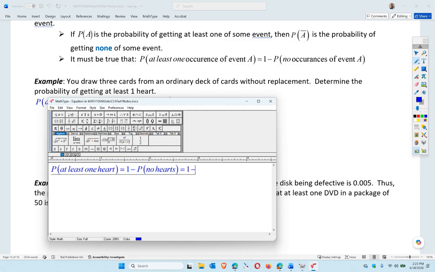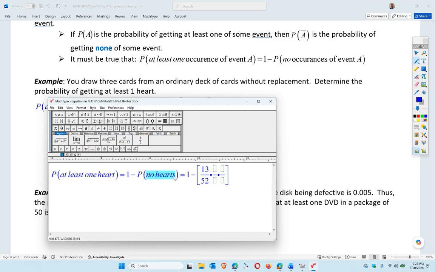So 1 minus, and we'll do a bracket, and then a fraction times a fraction times a fraction. Okay. So we're drawing a heart from a deck of cards, right? There are 52 cards in a deck, and there are 13 hearts, correct? But that's not what we're doing. We're doing no heart, right? Because there's, again, 13 hearts, 13 clubs, 13 spades, 13 diamonds. So not getting a heart is 39.